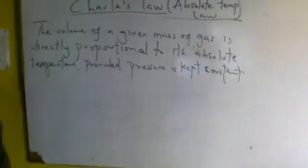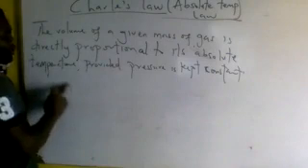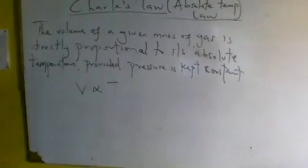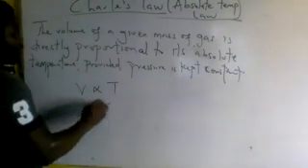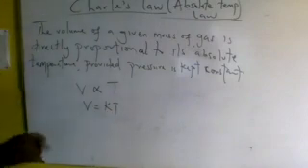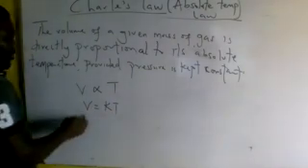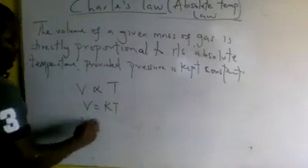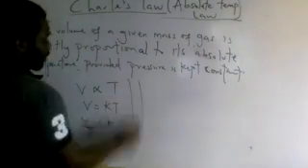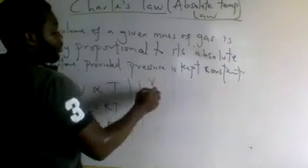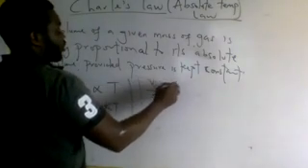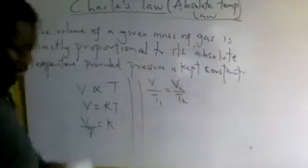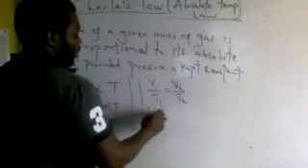Mathematically, V is directly proportional to absolute temperature T. Are you following me? That will mean that V equals KT. If you try to compare two gases, V over T equals K, meaning we have a constant. So by comparing, V1 over T1 equals V2 over T2.